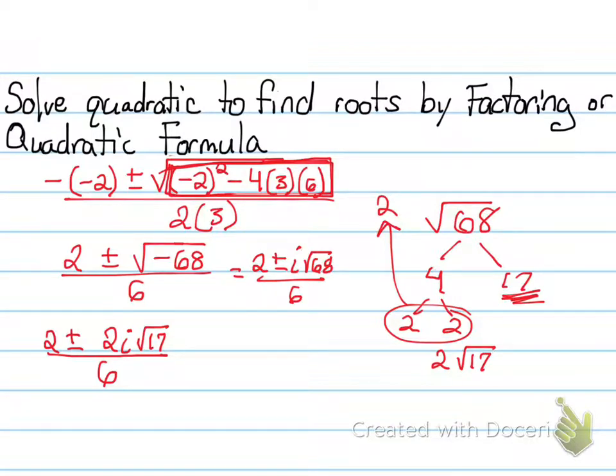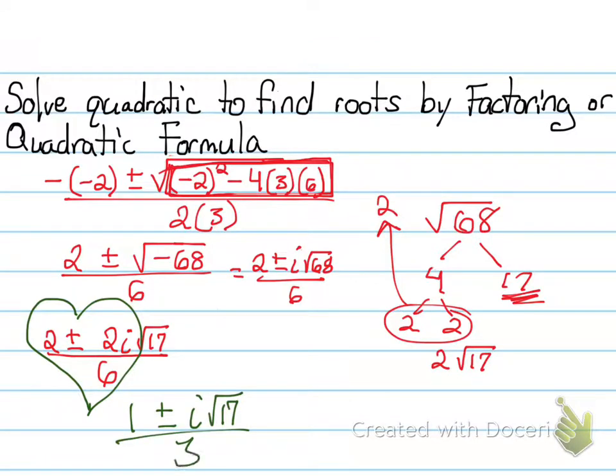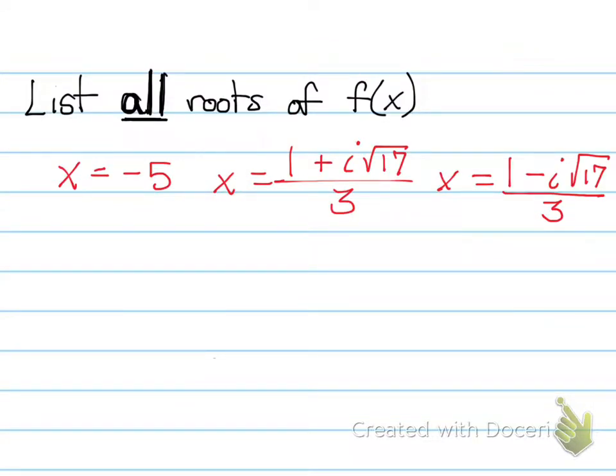So I'm now going to do 3 parts of my heart to simplify those 3 numbers down. And the number that I can divide into all 3 of them is 2. So that's going to give me 1 plus or minus 1i square root of 17 over 3. So when they say list all of my roots, the first one I had was -5, and my other 2, when I separate it, is 1 plus i square root of 17 over 3 and 1 minus i square root of 17 over 3. And that's it.